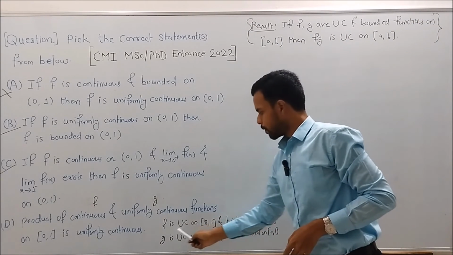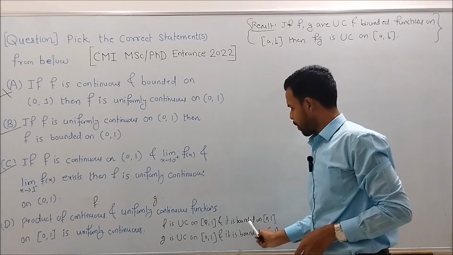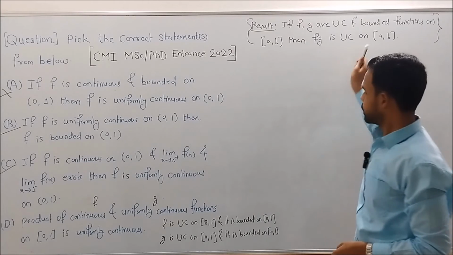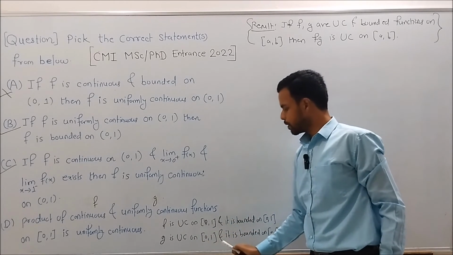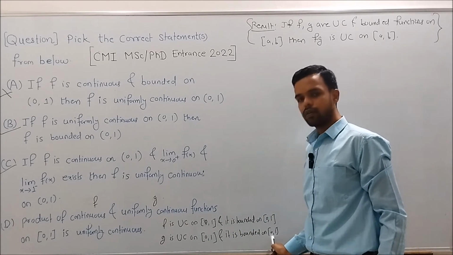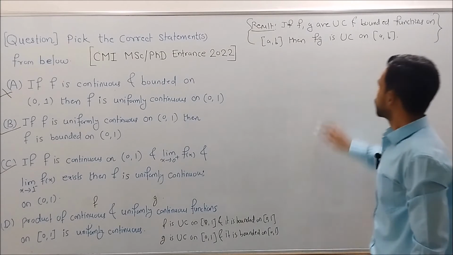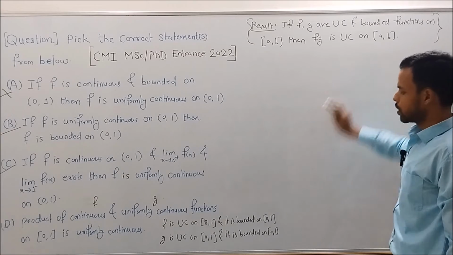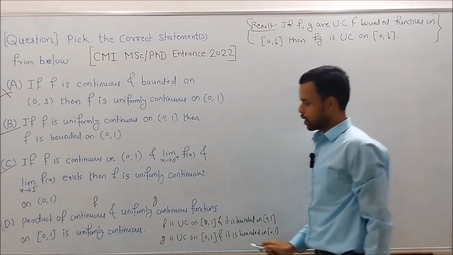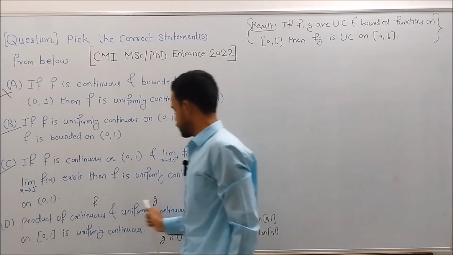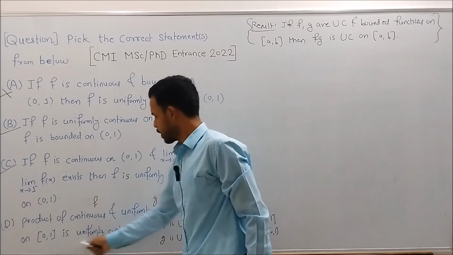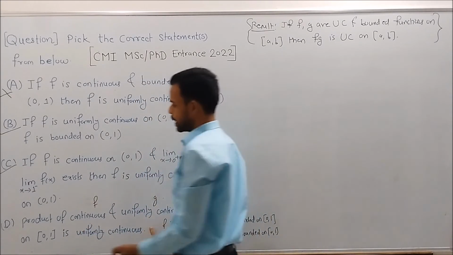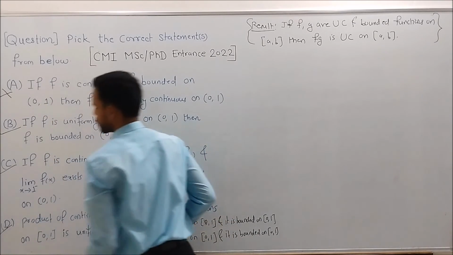Here we have f is uniformly continuous and bounded on closed interval [0, 1], and similarly g is uniformly continuous and bounded on closed interval [0, 1]. So by this result, their product fg is uniformly continuous on closed interval [0, 1]. Hence the statement in option D is true.